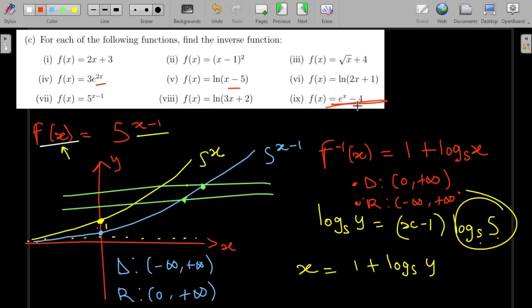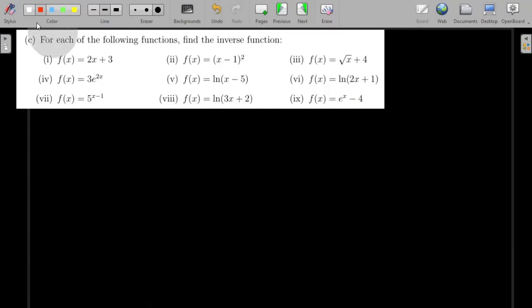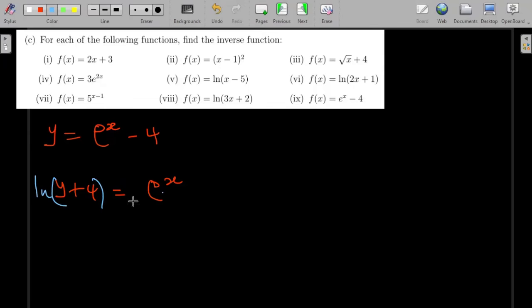And then let's look at the last question, which is this one. The last question is y is equal to e to the power x minus 4. Even without drawing it, you can try out the sketch, but it's still one-to-one, so I can find my inverse. So y plus 4 is equal to e to the power x. I want to make x the subject, and I can see e here, so I'll introduce ln on both sides. This ln allows me to drop this x, so I have x ln e is equal to ln of y plus 4.